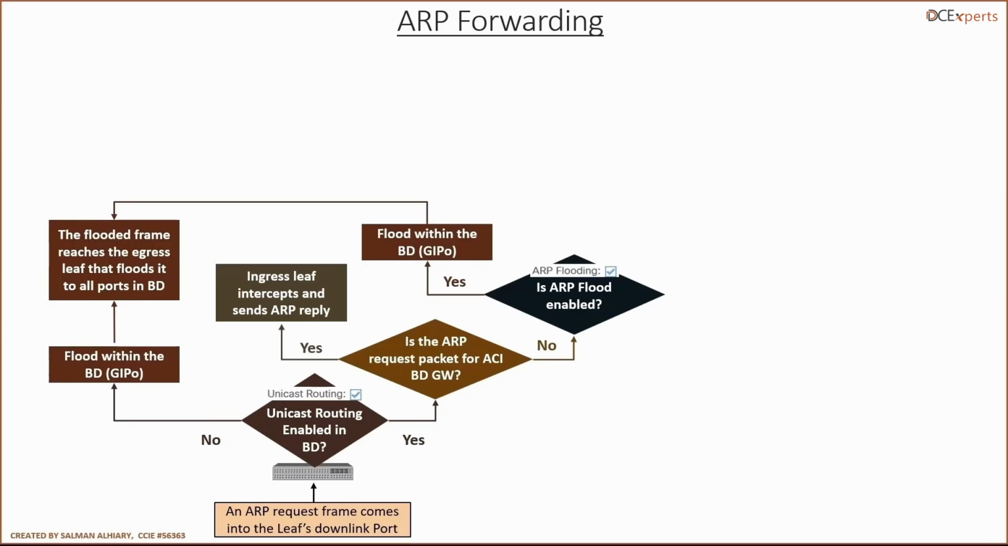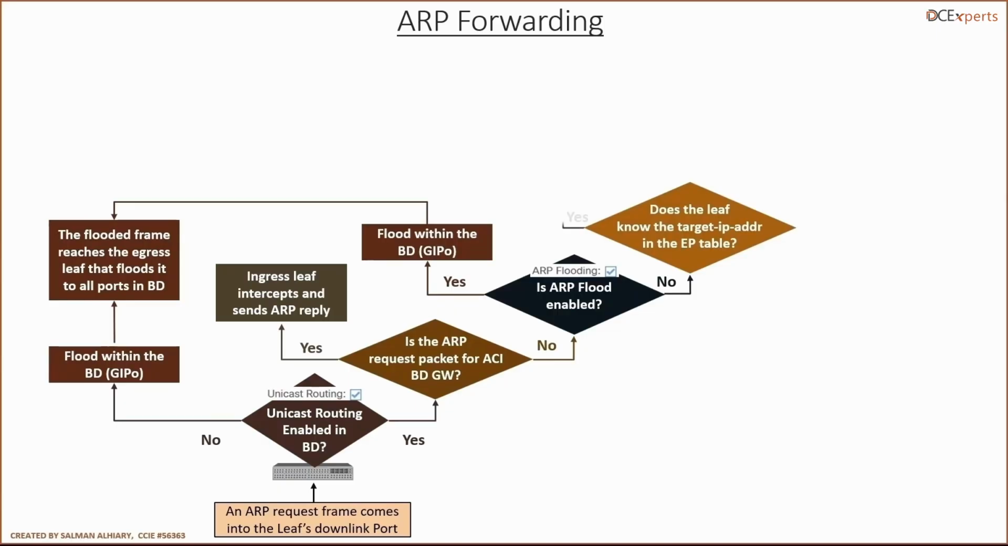After that, the ARP request message will reach its destination and the target endpoint will send the ARP reply to the ARP requester. However, if the ARP flooding is disabled, the leaf switch will check its endpoint table to see if it has already learned the target IP address.